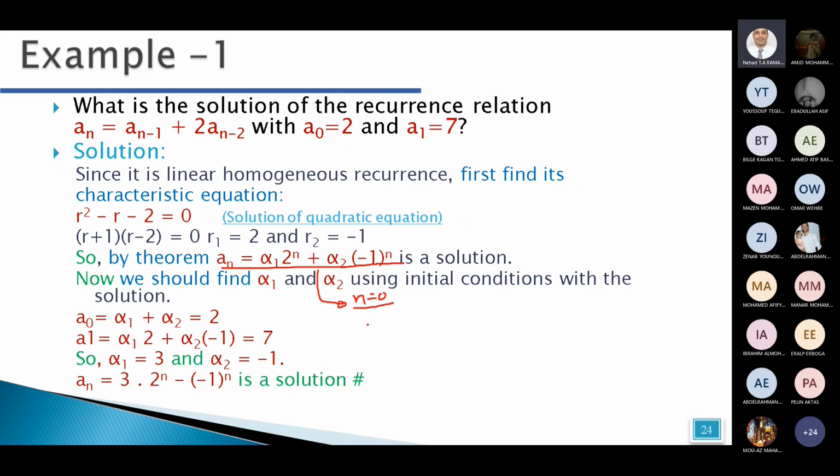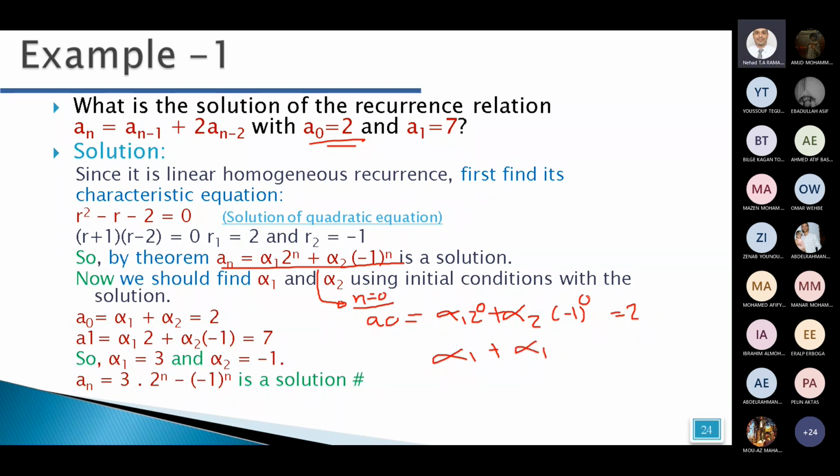Write it with n equals 0. So A0 is equal to alpha 1 times 2 power 0 plus alpha 2 times minus 1 power 0. So 2 power 0 is 1, and 1 multiplied by alpha 1 is alpha 1, plus alpha 2 times minus 1 power 0.